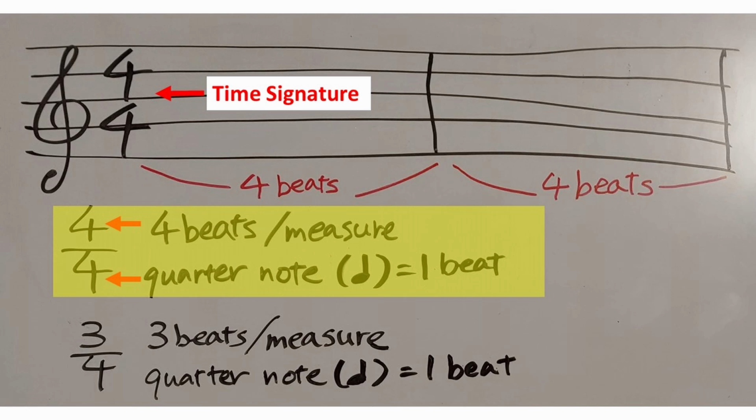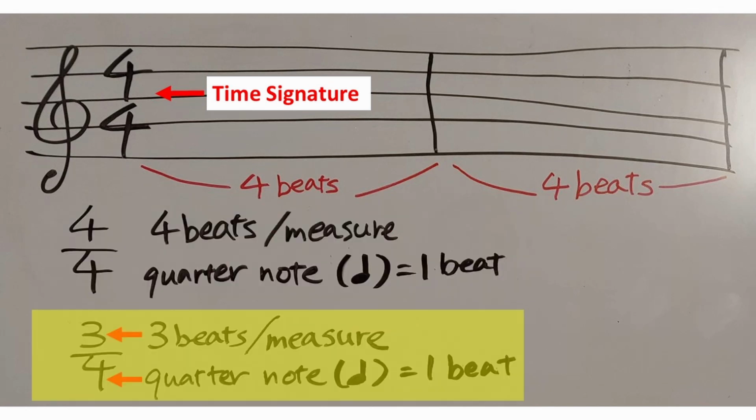4/4 means 4 beats per measure. The top 4 means 4 beats per measure, and the bottom 4 means quarter note equals 1 beat. I'm going to tell you what the quarter note means. When it's written 3/4, that means 3 beats per measure, and also the bottom 4 means quarter note equals 1 beat.